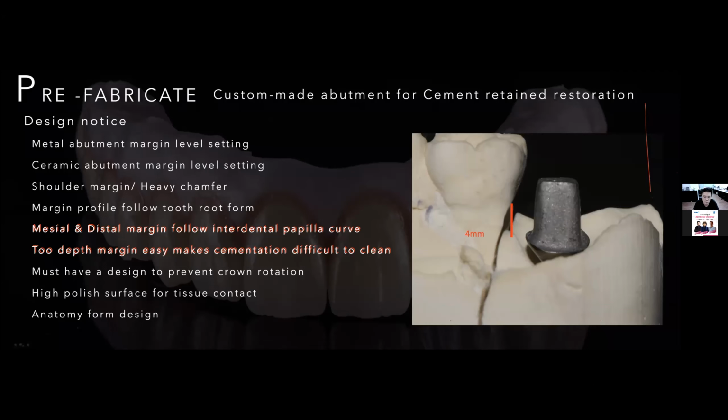So please try to take an X-ray to check that, or ask the dentist, or please try the abutment first. If you have some problem, you can adjust it. Don't finish the crown in one time, because you don't know where the interdental papilla bone is and its position, and you don't know the interdental papilla tissue thickness. So when you make your custom abutment too deep, with the margin too deep, it's very difficult to set it.